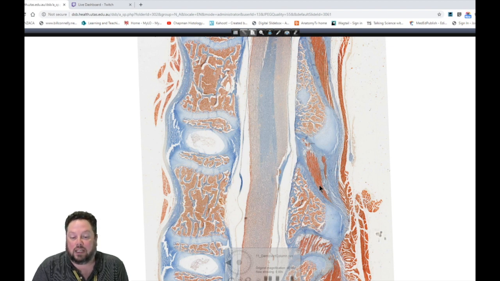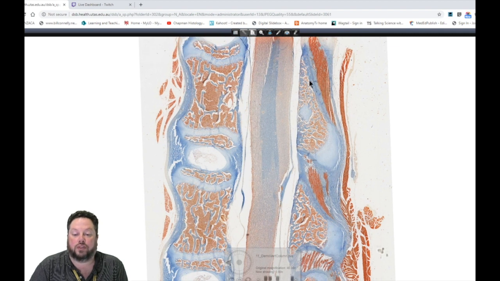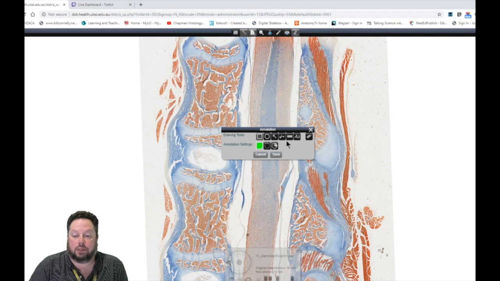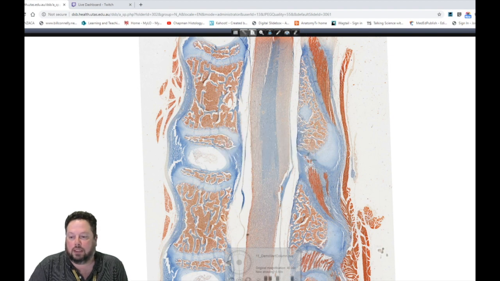So this is actually a section here of the spinal column. Out here we've got the vertebral bodies. Here's the spinal cord, and then this is the spinous process of the vertebrae.